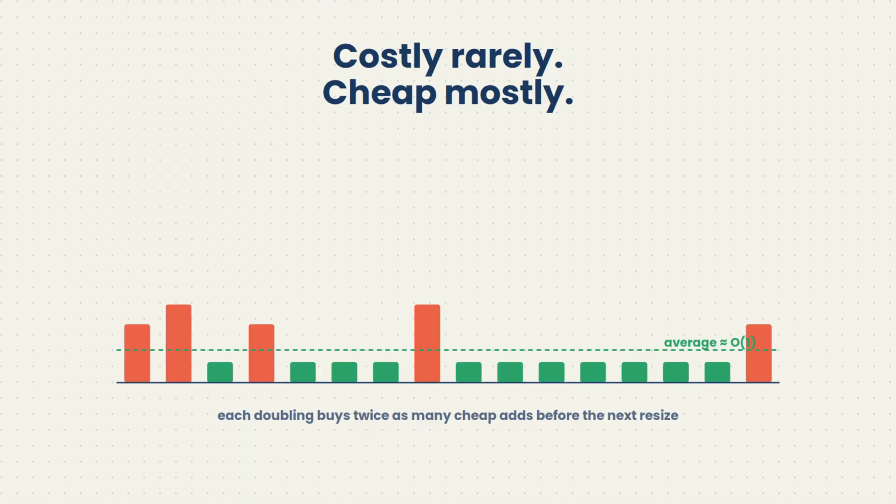Now, copying everything during a resize clearly costs O of n for that one step. So how can we say adding to the end is fast? Because resizes happen rarely and get rarer. Each time the capacity doubles, you can add twice as many elements before the next resize. If you spread the occasional expensive copy across all the cheap instant adds in between, the average cost per add is still constant. We call this amortized O of 1, costly rarely, cheap mostly.